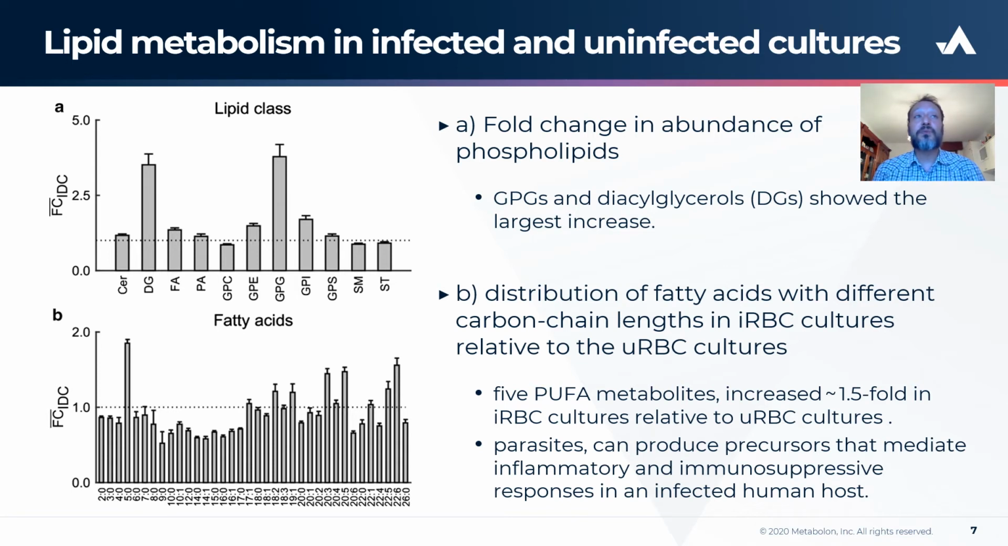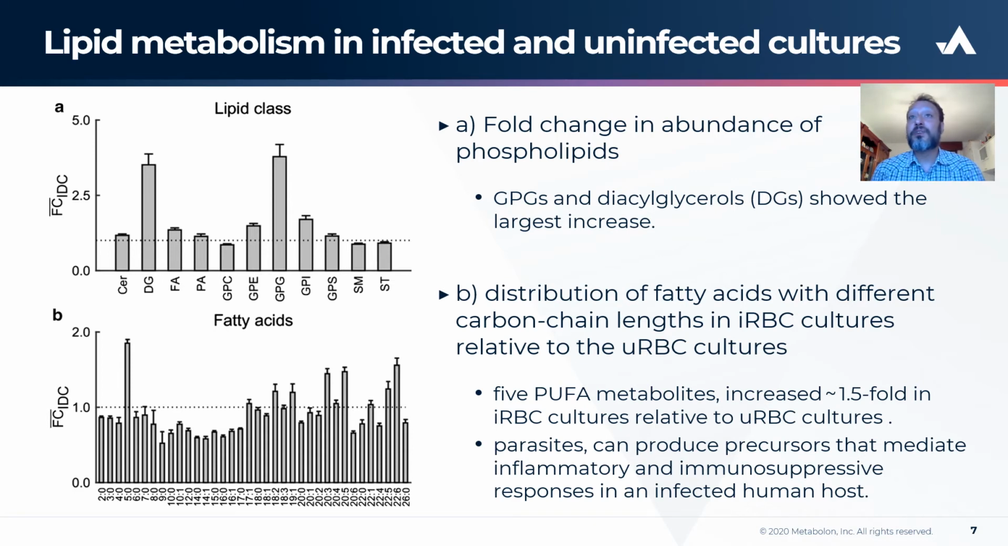In figure 5b, so on the bottom left, you can see the distribution of fatty acids with different carbon chain lengths in infected red blood cell cultures relative to the uninfected cultures. Now, apart from the increase seen in a 5-carbon fatty acid, 5 polyunsaturated fatty acid metabolites increased 1.5-fold in the infected red blood cell cultures relative to the uninfected cultures. These PUFAs cannot be synthesized in mature erythrocytes as they lack an essential enzyme necessary for fatty acid biosynthesis. In contrast, Plasmodium falciparum should be able to synthesize PUFAs because it possesses the necessary elongases and desaturases.